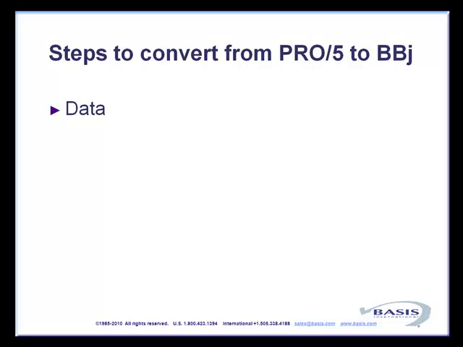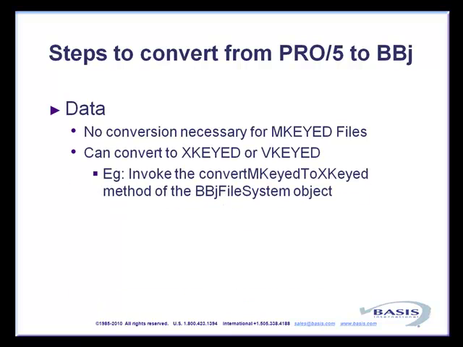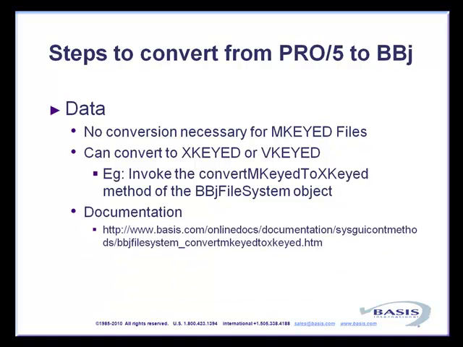Firstly, on the data front, there was no conversion necessary for the mkeyed file structures. One merely places BBJ services in control of the data. We can convert to xkeyed or vkeyed file formats, for example, invoking the convert mkeyed to xkeyed method of the BBJ file system object. That allows us to convert seamlessly from an mkeyed to an xkeyed file, and it automatically creates a backup of the original mkeyed file for us.